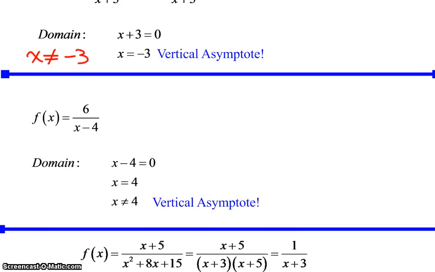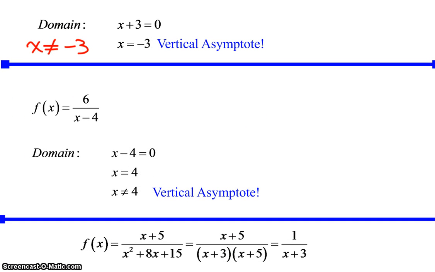On my next example, again, there was nothing even to factor on this one, but I did have a variable in the denominator, so I set it equal to 0, solved it, and it told me I would have a vertical asymptote at x equals 4.